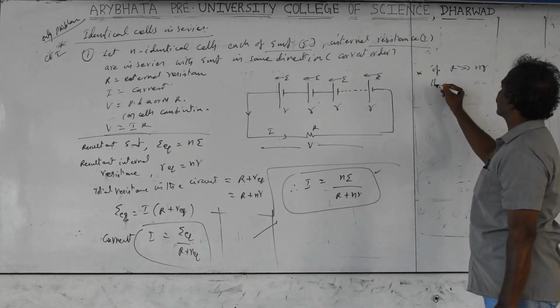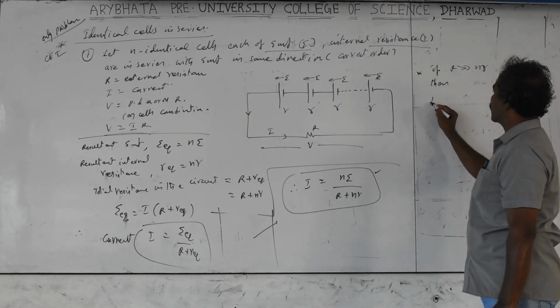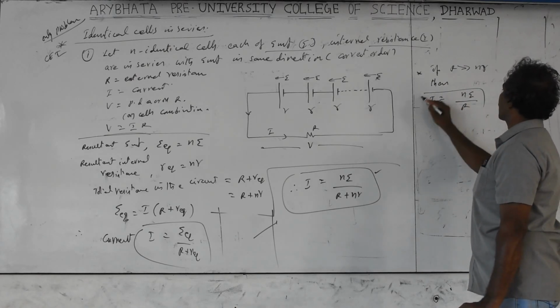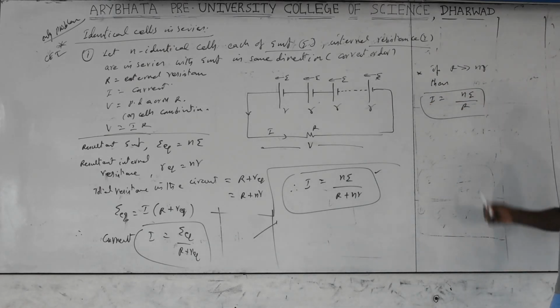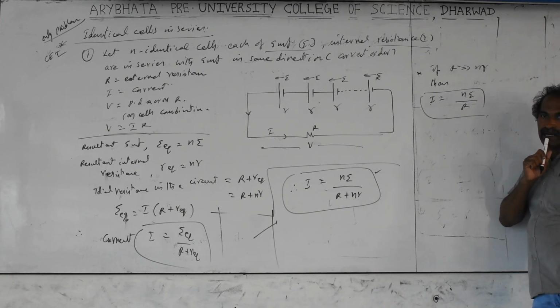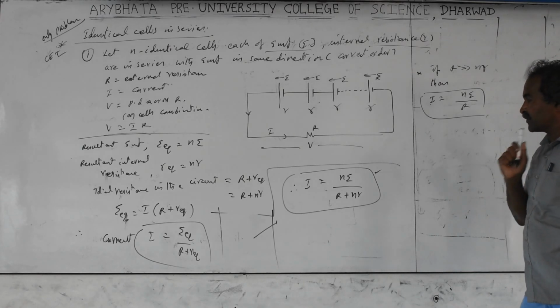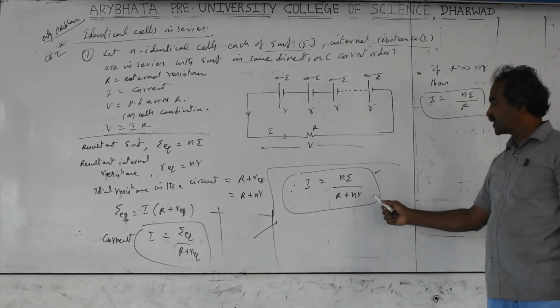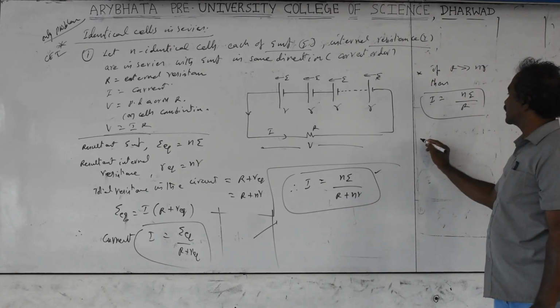Then I becomes equal to nE by R, that is n times E by R. But what if reverse? External resistance is very small compared to internal resistance. That is the other case.